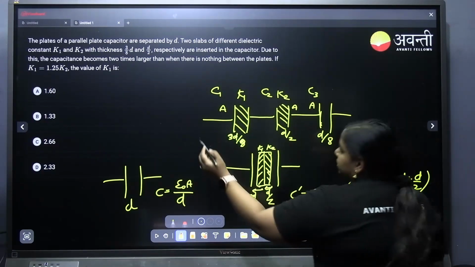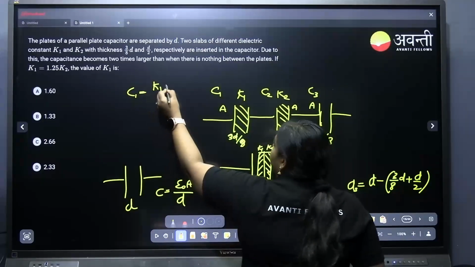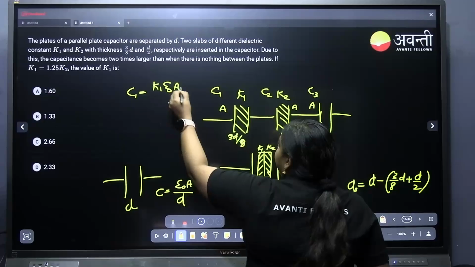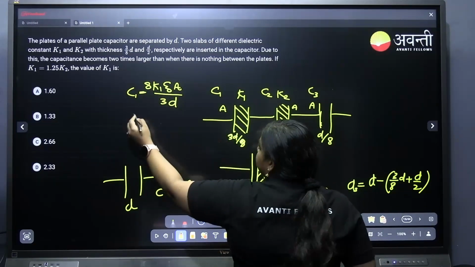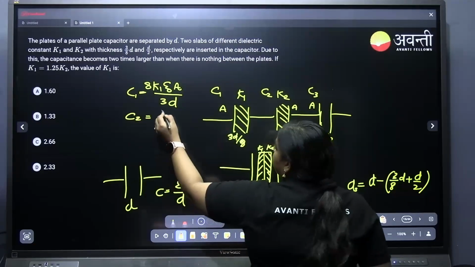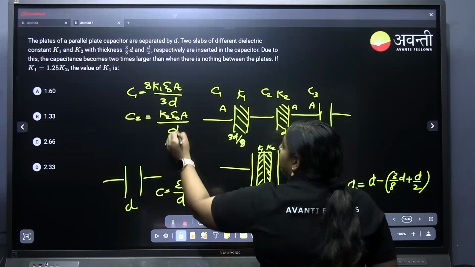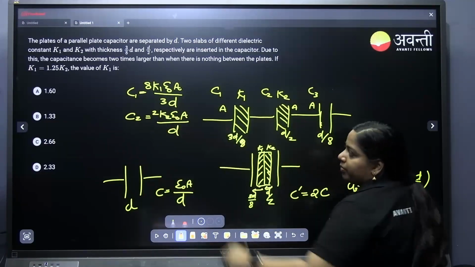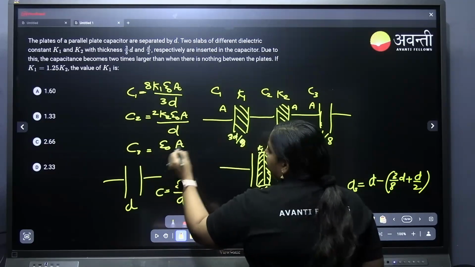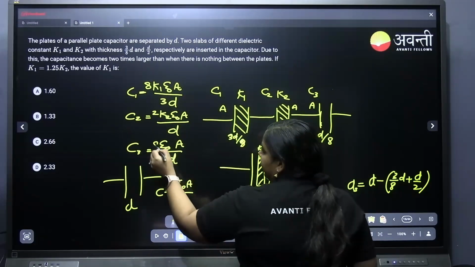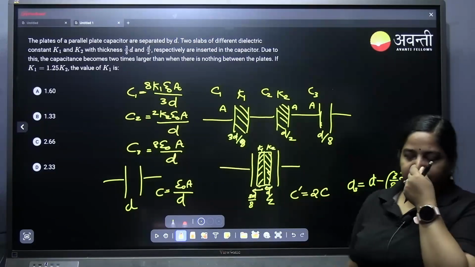Okay, so C1 will be equal to K1 epsilon naught A by 3D by 8. C2 equal to K2 epsilon naught A D by 2. C3 equal to epsilon naught A D by 8. This is the value of C1, C2, C3.